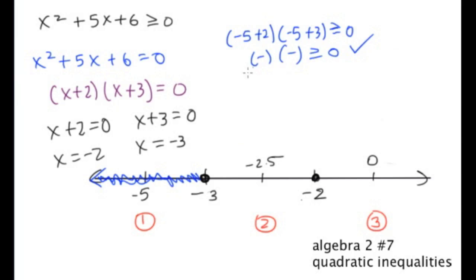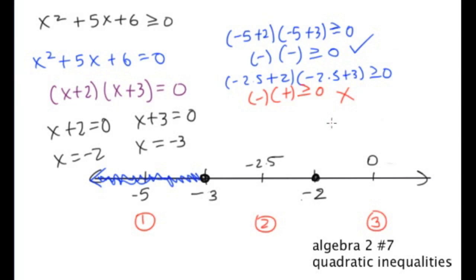And now we can test the negative 2.5 here. We can see that this is a negative number, but this is a positive number, so the product is going to be a negative number. So no matter what, this has to not be true, because negative numbers can't be greater than or equal to 0. Now for the last one, we just plug in 0 here, so we get 0 plus 2 times 0 plus 3. That's a positive times a positive, which is always going to be positive, so this is also part of our solution.